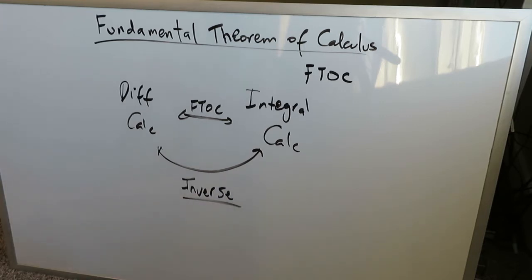If you're doing one procedure on a function, the other will undo that procedure. If you're taking an integral of a function, the derivative will undo the integral effect. If you're doing a derivative on a function, if you do the integral on that result, you will undo it. So in essence, because both of these operations are inverses of one another, you can carry out one of these operations and then undo it by carrying out the other.